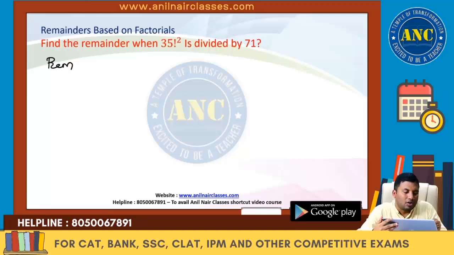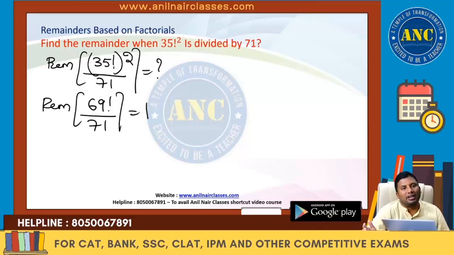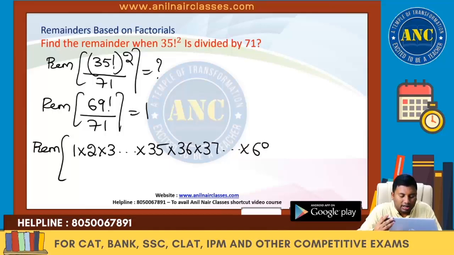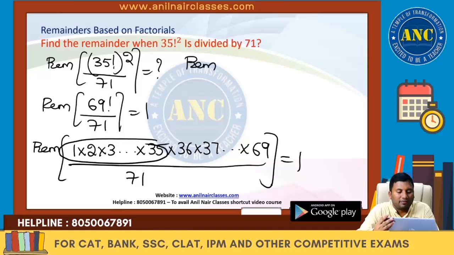35 factorial whole square when divided by 71. So these are nothing but 69 factorial divided by 71 is 1. P minus 2 factorial when divided by P is 1. 69 factorial is nothing but 1 into 2 into 3 till 35, and the remaining will be 36, 37 till 69. When divided by 71, it is 1. 1 into 2 into 3 till 35 is 35 factorial.